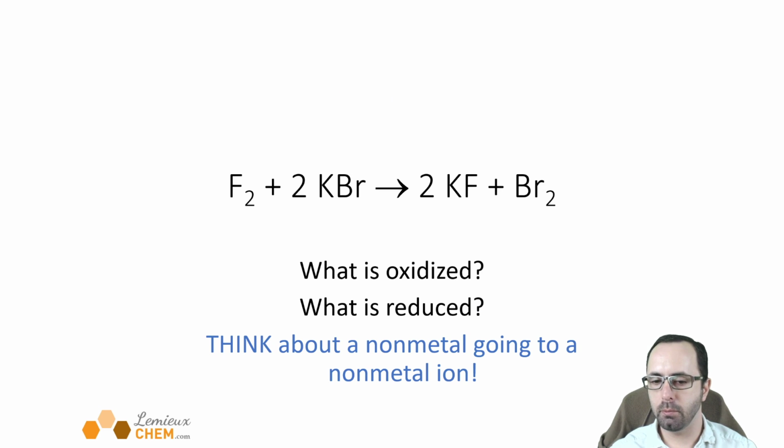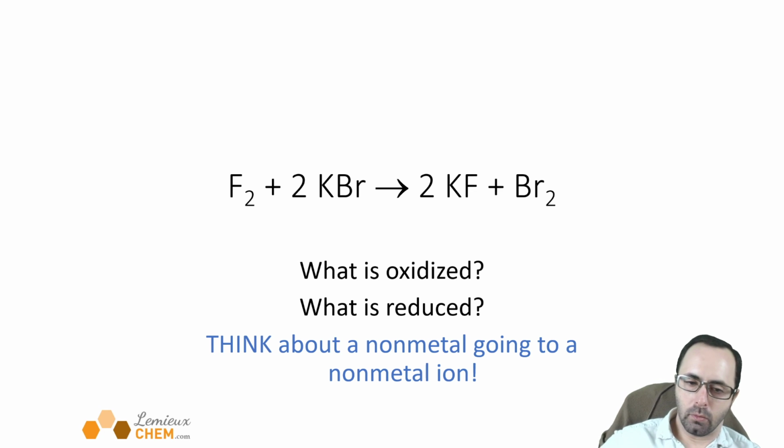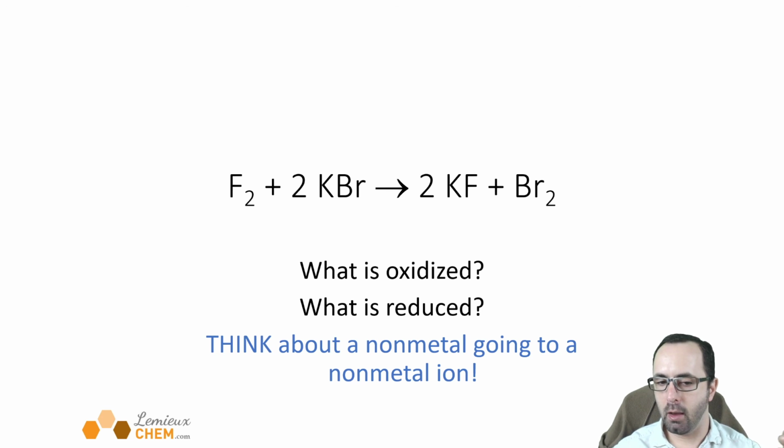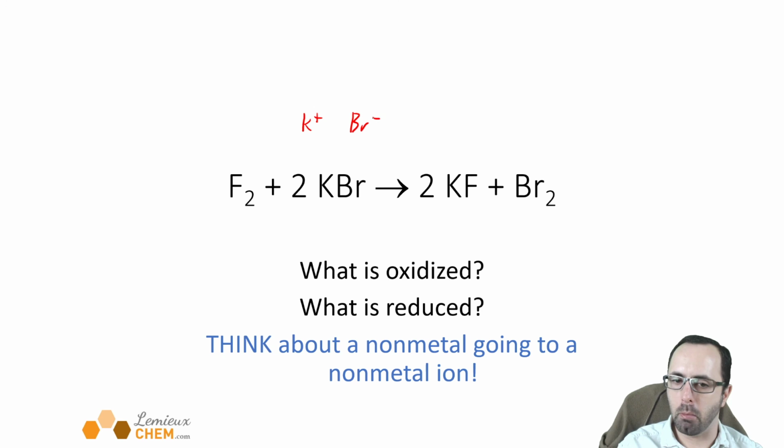Here's another example. Again, think about the nonmetals going from atoms to ions and vice versa. Here, this is an ionic compound. I can tell because it has a metal and a nonmetal. So I should think about what ions are in here. Well, K+ is the positive ion and Br- is the negative ion. But this is a nonmetal atom. No charge for this.